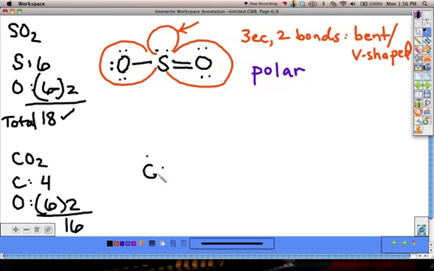1, 2, 3, 4 valence electrons. The oxygen has 6. 1, 2, 3, 4, 5, 6. This oxygen, same thing. 1, 2, 3, 4, 5, and 6. I'm going to start out with single bonds again. You can probably anticipate this isn't going to be satisfied this way, and we can see it right off the bat. The carbon only has 6 electrons around it. Each of the oxygens, just like last time, only have 7.